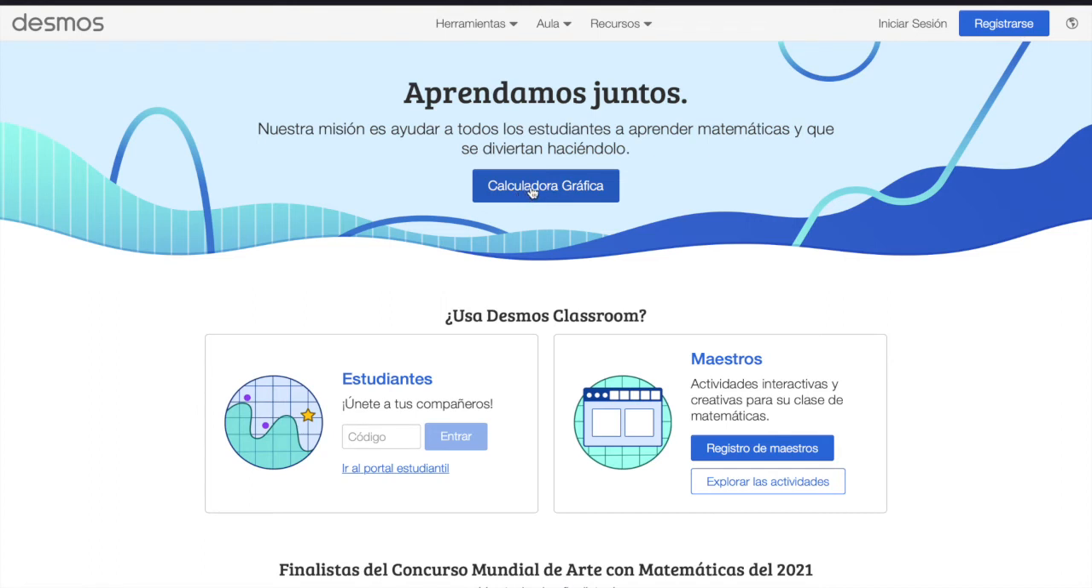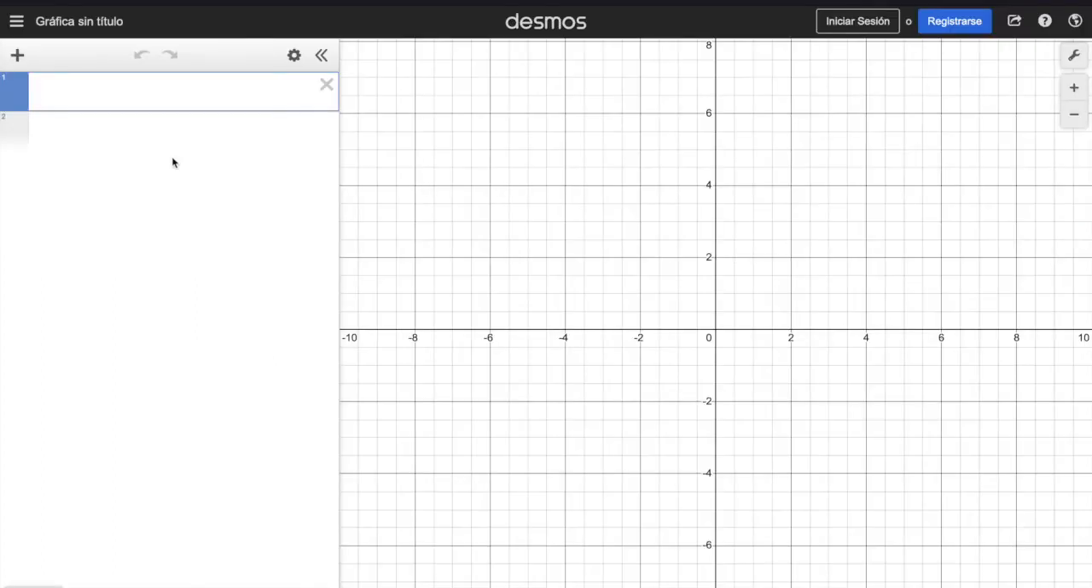It says in Spanish calculadora gráfica, but in English it would be graphing calculator. Just click there and notice it's simple, right? So don't worry if you see this in Spanish. When you see it in English, it's going to be perfectly easy to understand. And what you have to do literally is only type the equations.